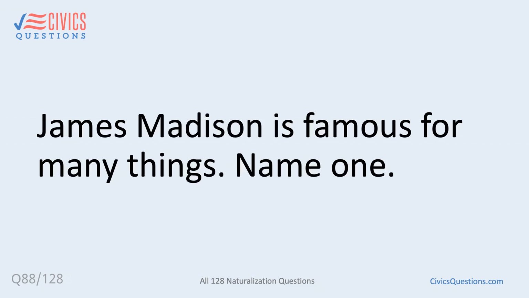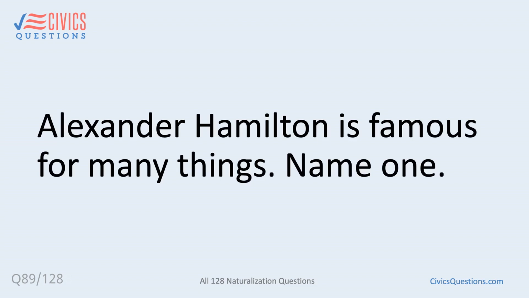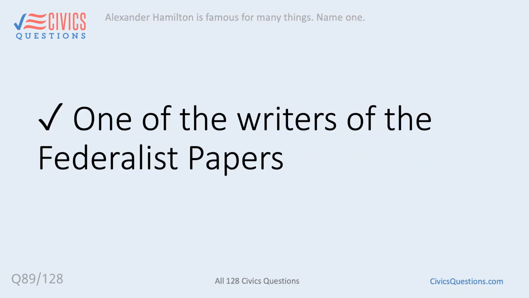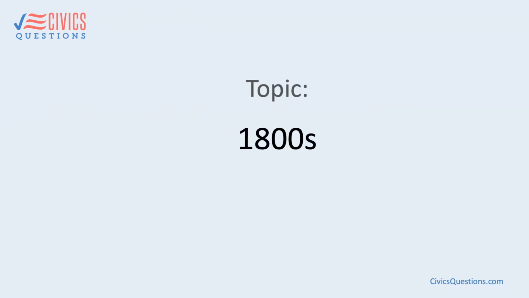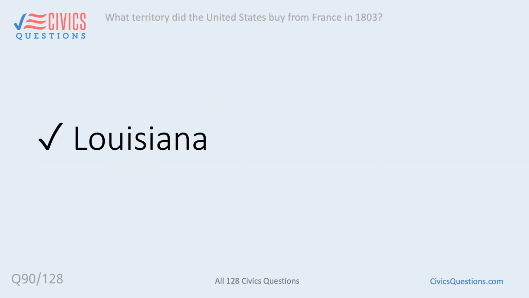James Madison is famous for many things. Name one. Fourth President of the United States. Alexander Hamilton is famous for many things. Name one. One of the writers of the Federalist Papers. 1800s. What territory did the United States buy from France in 1803? Louisiana.